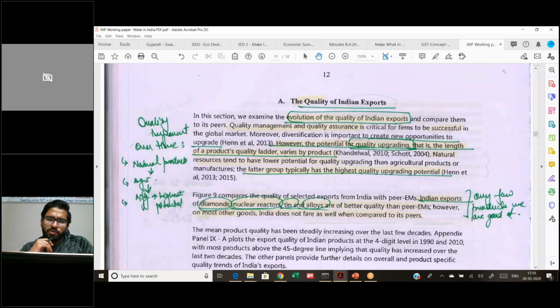Now, the evolution of India's exports also depends on quality management and quality assurance. Has the quality of the product increased or not? The quality of product in the case of natural products is perhaps going to be very limited. If you're an economy which exports agrarian goods, I was taking the example of a pineapple. If you're initially exporting pineapple, the best that you can do is perhaps export a pineapple puree, a pineapple jam.